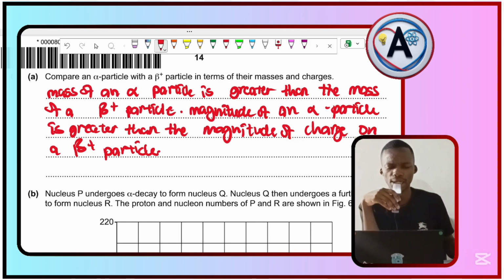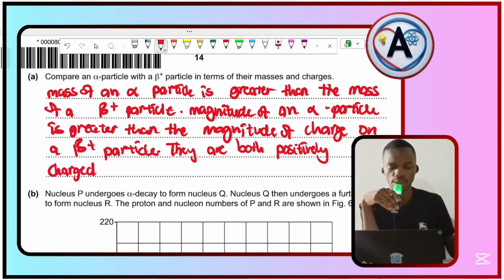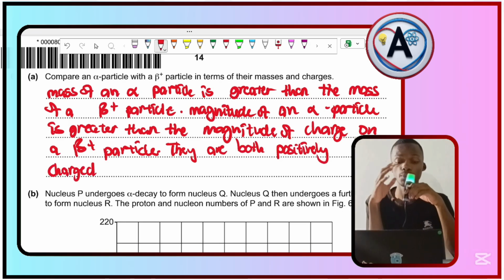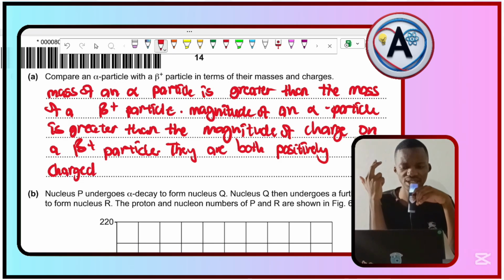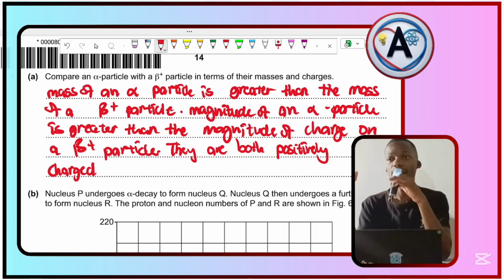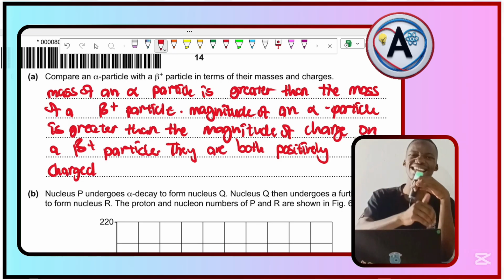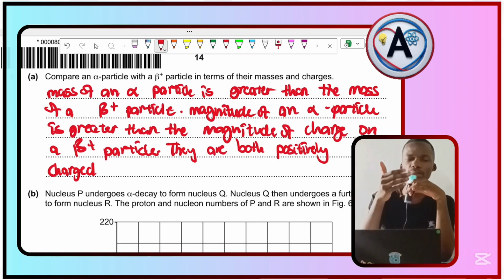But what's also similar, what's interesting about these two things is that they are both positively charged. There's another distinction that you can make for these two kinds of particles. So you've compared the mass, you've compared the charges, and you've stated that both of them are in fact positively charged, which is very, very important in this distinction, because by comparing, you're not only stating the differences, but also what's similar. You're comparing.